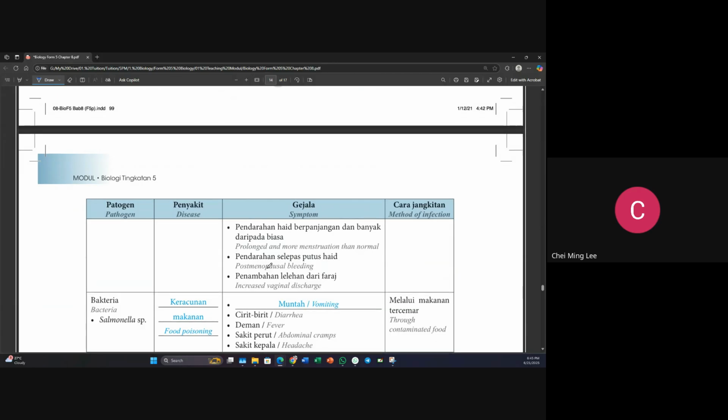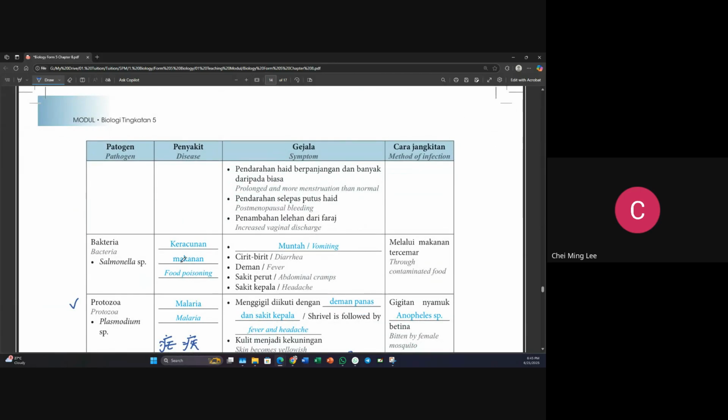Now bacteria normally will cause food poisoning. So the symptoms are vomiting, diarrhea, fever, abdominal cramp, and headache. Sakit perut is called abdominal cramp, not stomach ache. Actually, in Malaysia it's the same, but scientifically we call it abdominal cramps. Normally it's through contaminated food.